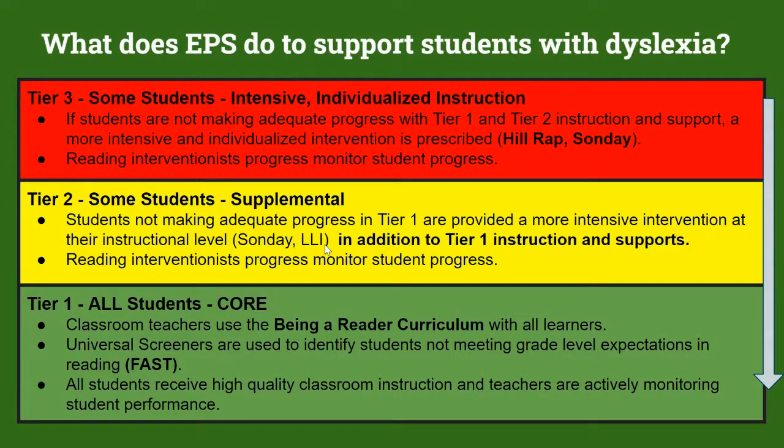Tier 3 is our most intensive individualized level of instruction. So if students are not making adequate progress with core instruction or tier 1, and then they're also getting that tier 2 instruction, then they are at tier 3. Like I said, this is intensive individualized intervention. And what we have to support that is HillRap in Sunday 1 and Sunday 2. Reading interventionists progress monitor student progress.